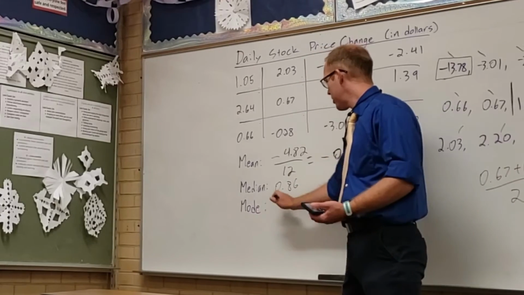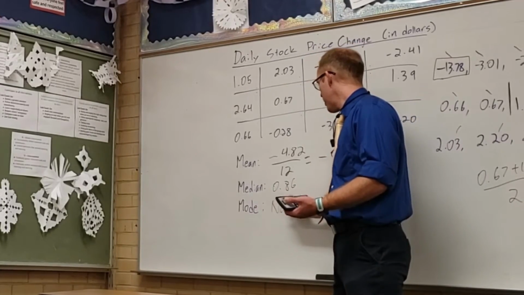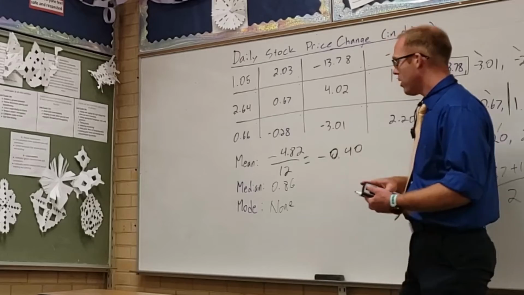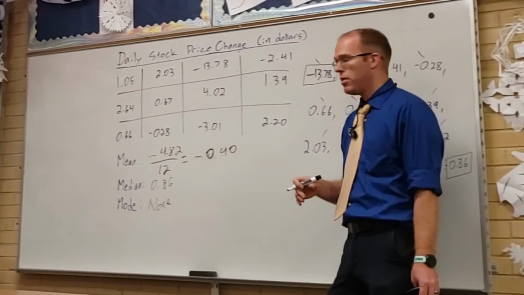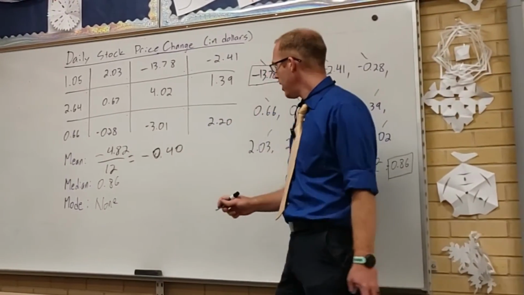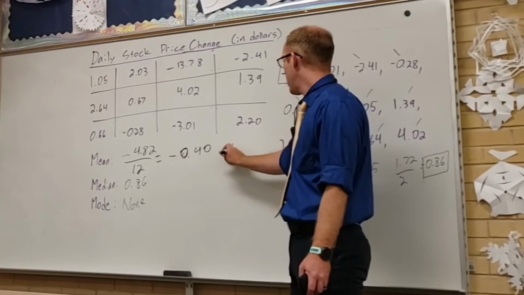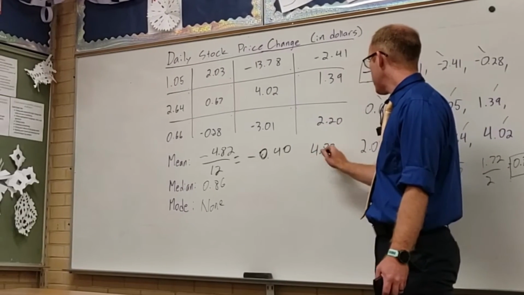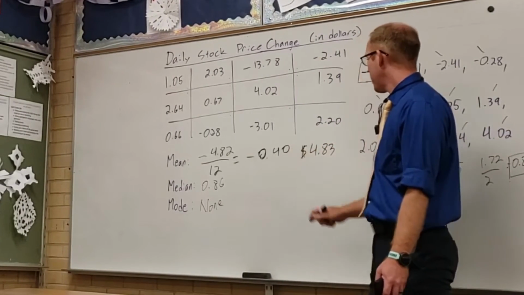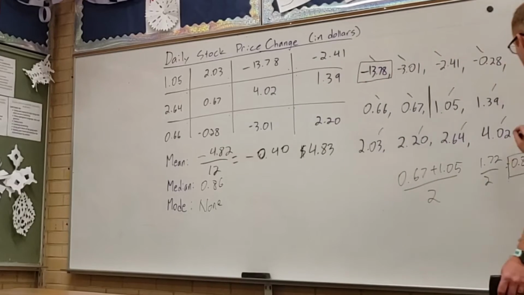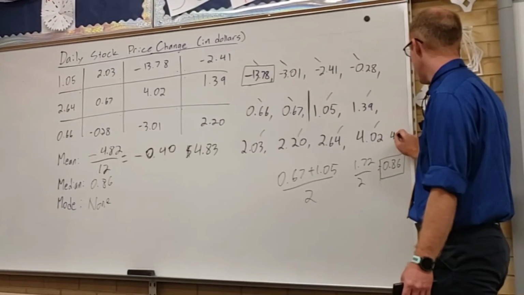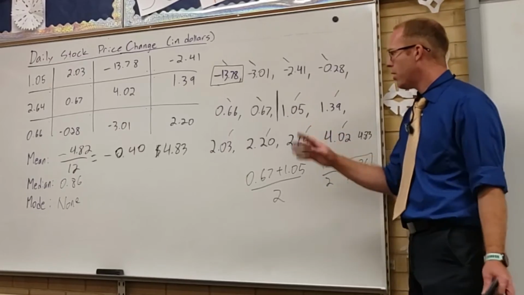The mode, there is none again on this one because there are no numbers that repeat themselves. Now, there's an extension to this question. What if we measured another day and it was $4.83 on that last day? So that would add $4.83. What would that do to each of our numbers?